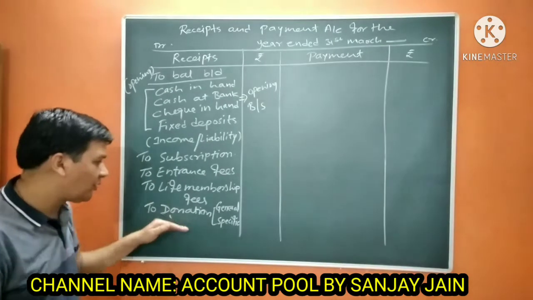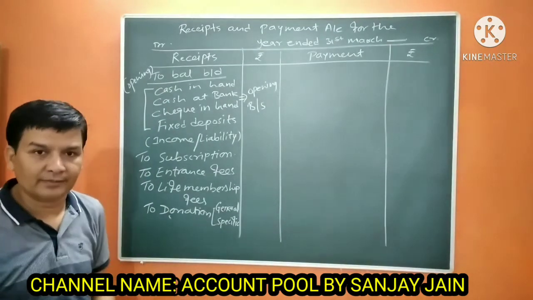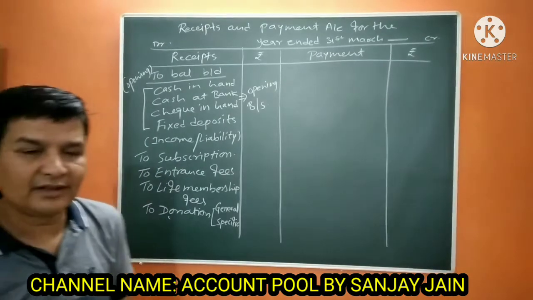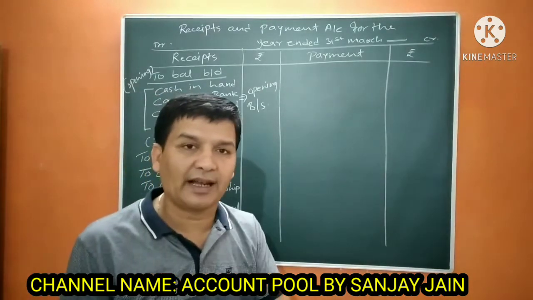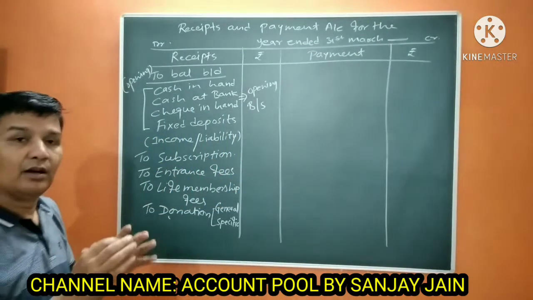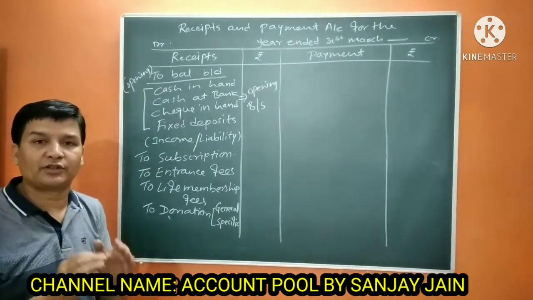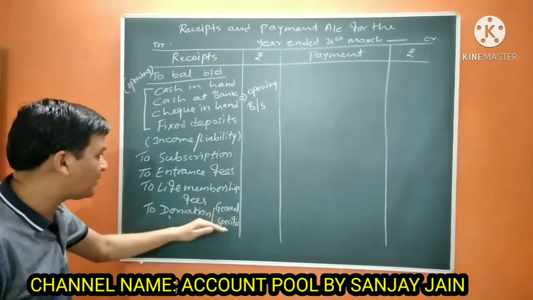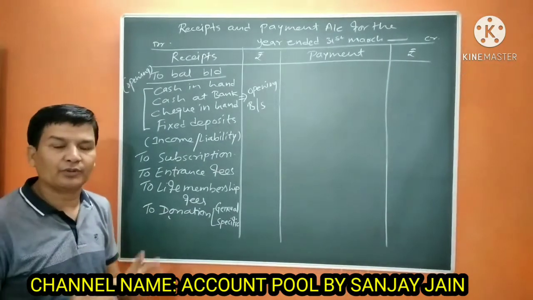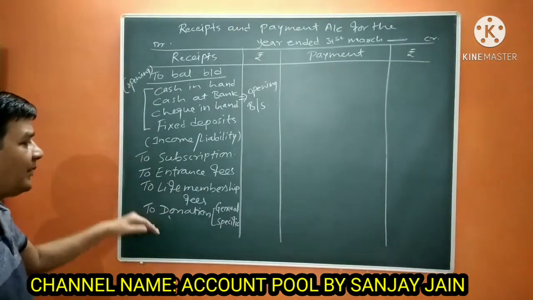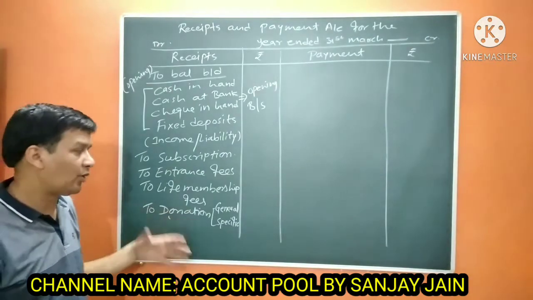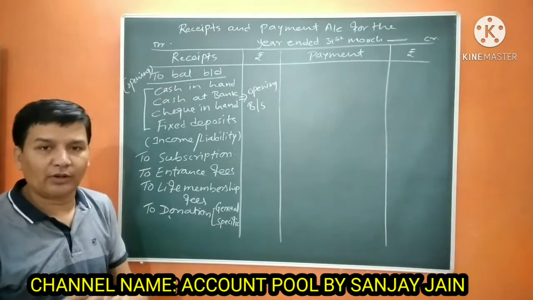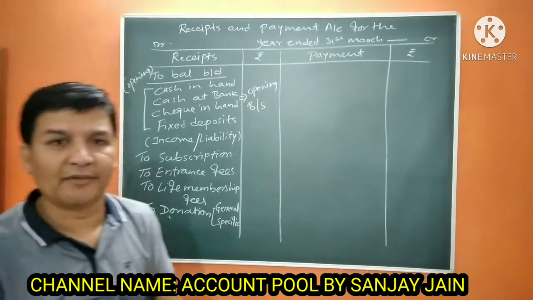When we talk about a specific purpose like building fund, when building fund is created and donation is received for that, the amount will be spent on construction of the building only, not for any other purpose. That means it is our liability. We are not going to use it for any other purpose. There are so many other items also that I am not going to explain here. When you solve the questions, we will come to know one by one.